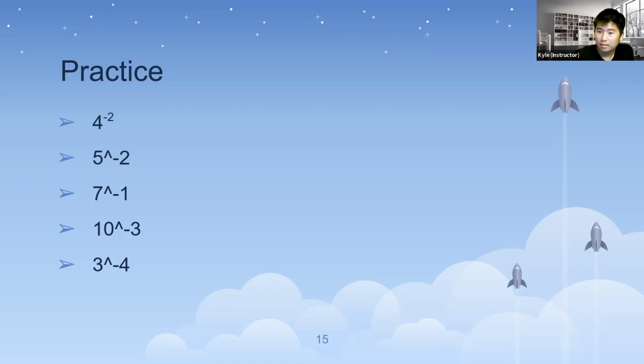Okay, yeah, no problem, Bowen. I'll just explain these. Again, just remember them as not being negative, and just think of them as 5 to the power 2, 7 to the power 1, 10 to the power of 3, 3 to the power of 4. So let's just do the first one right now. So I'm going to first think of this as 4 to the power 2. So Bowen, type in chat what is the answer to 4 to the power 2.